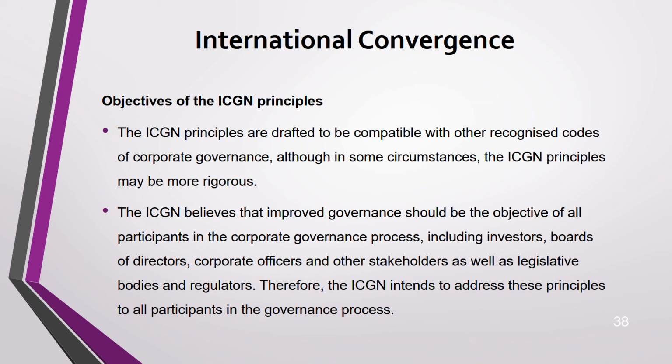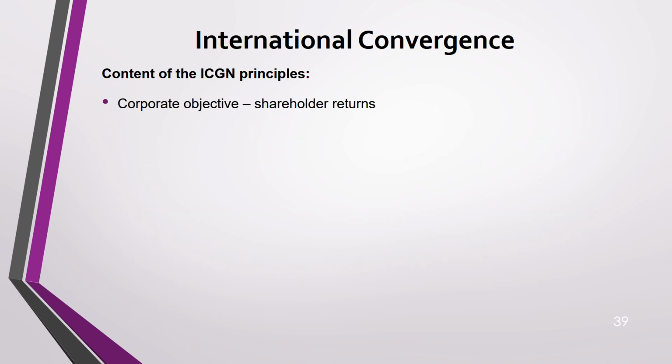ICGN, like OECD, includes all the parties. They include the role of the stakeholders in corporate governance. Basically, they feel everyone is important. So they feel that improving governance should be the objective of all the participants in the corporate governance process, whether investor, board of director, corporate officer, stakeholder, as well as the regulators. So ICGN addresses the principles to all participants, not just to the shareholder. It is very similar to OECD principles if you see. Only the wordings are changed.